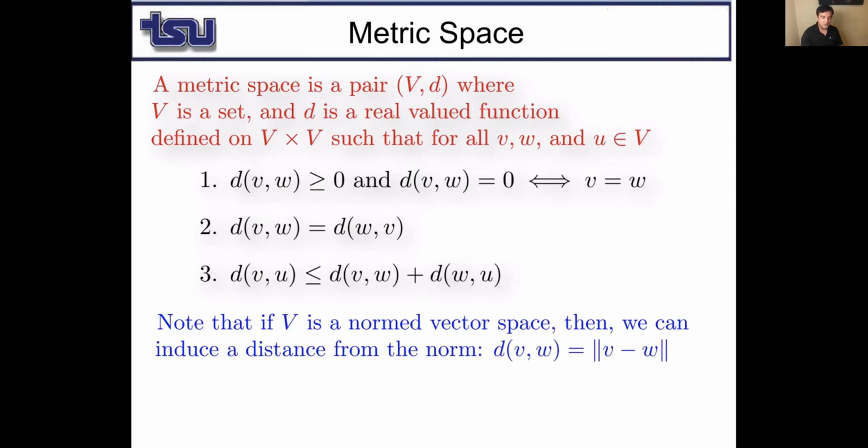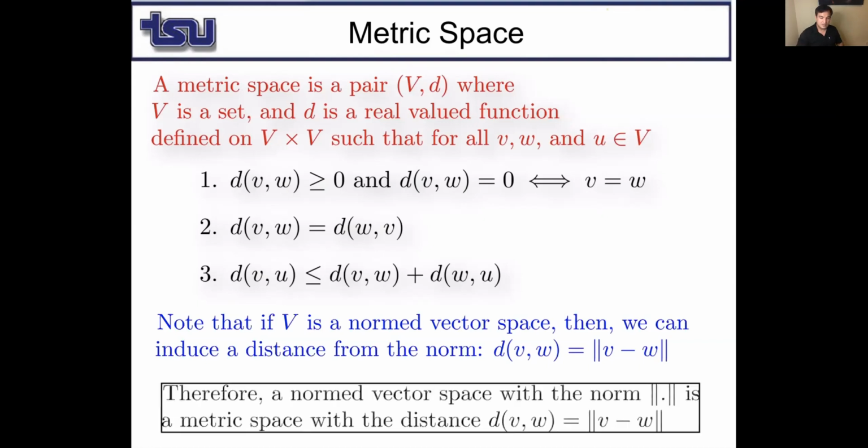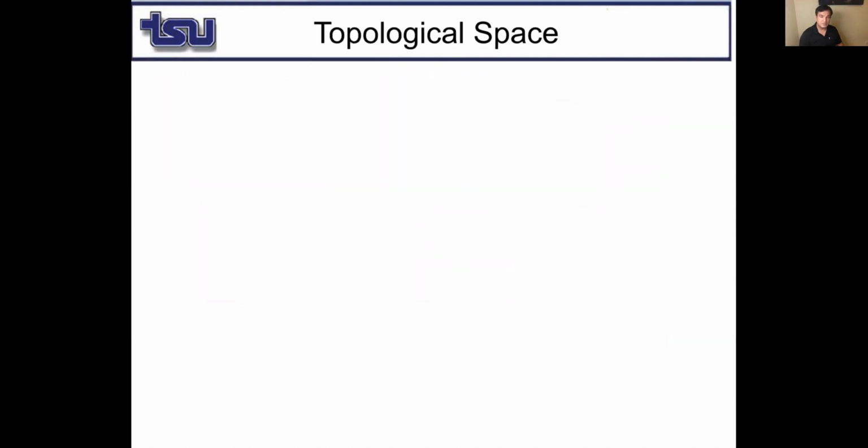Well, now if V is a norm vector space, then we can always induce a distance from the norm. For example, if V is a norm vector space, and if this is the norm, the distance between V and W can always be defined like that. In other words, every norm vector space is a metric space, but not vice versa, okay? Because from a norm, we can always induce a distance, okay? A norm vector space with this norm is a metric space with this distance. So every norm vector space is a metric space.